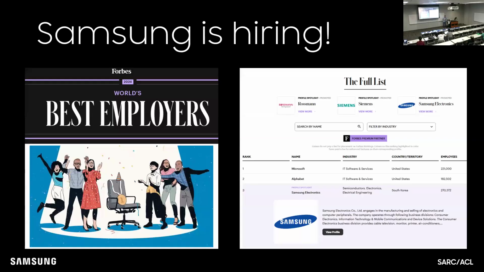The last slide is Samsung is always hiring. We're hiring in Austin and in San Jose and in San Diego and in Folsom, all these places, and we're doing super cool stuff. And we'll open up, I think, internships in the new year, and we actually have full-time recs now.